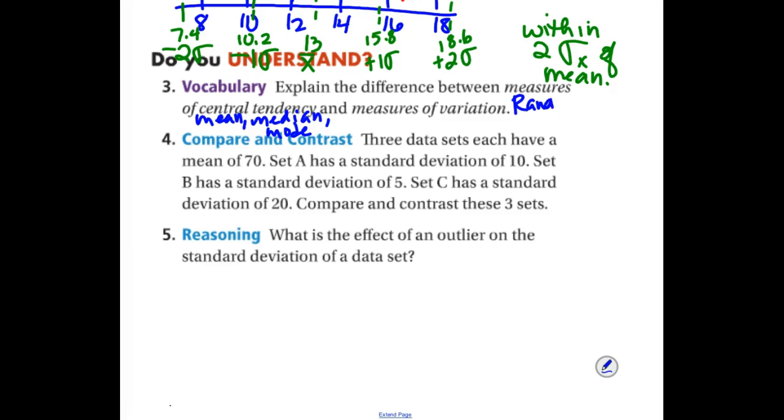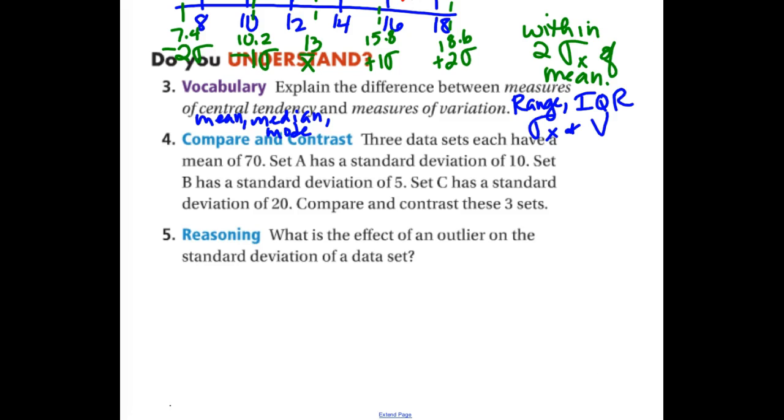Yes, how far our data is spread out, okay? Measure of spread. What are some of our measures of variation? Range, interquartile range, quartiles, yep, which helps us find the interquartile range. What did we just talk about today? Standard deviation and variance, right? All of those just talk about how spread out the data is.